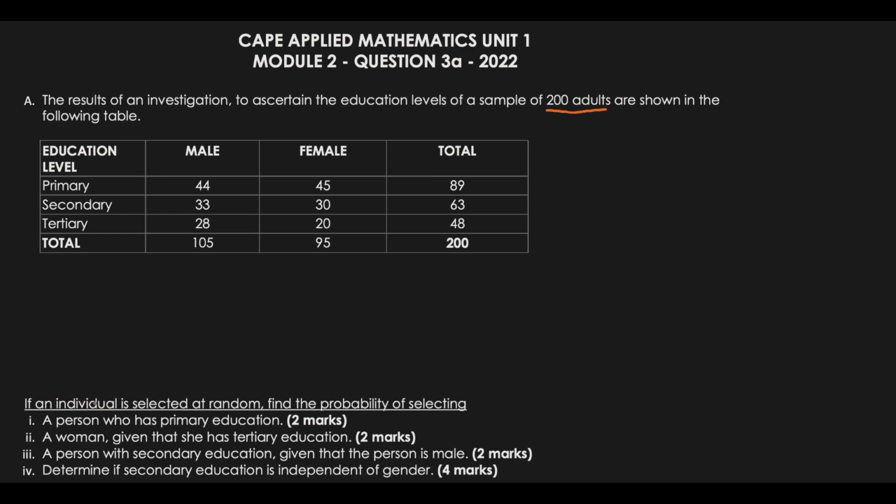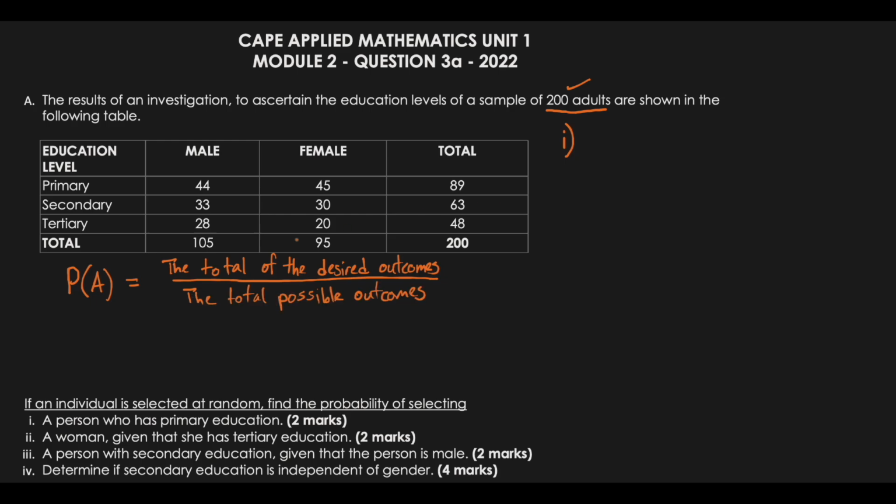We call this kind of table a contingency table. So if an individual is selected at random, so we are randomly selecting from these 200 adults, we need to find the probability of selecting these conditions. So generally in probability, the probability of an event A, you would have the total of the desired outcomes over total possible outcomes. So in this case, we're looking for a person who has primary education. So a person, it could be male or female, who has primary education.